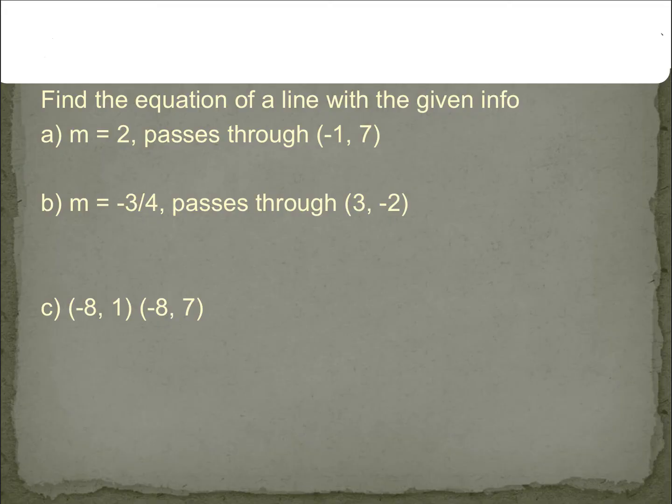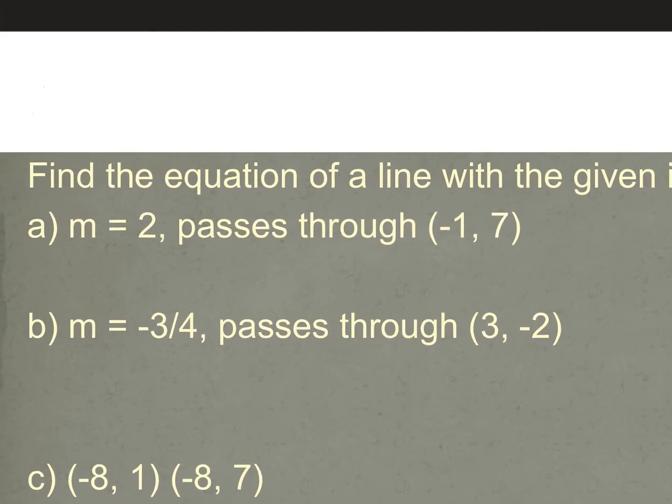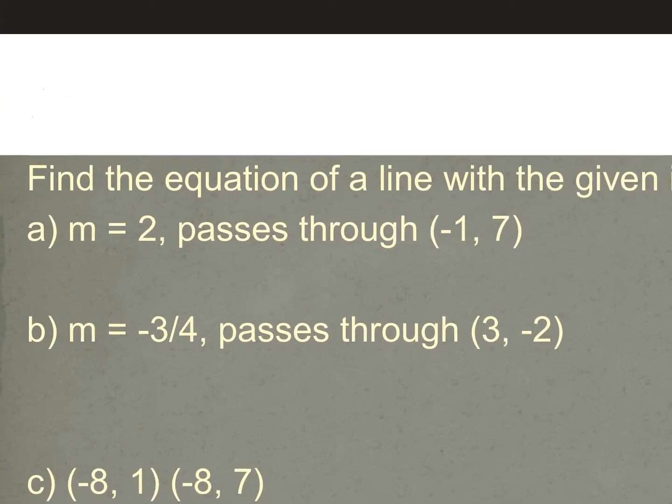All right. Next, we need to find the equation of a line with the given info. So we have two different types of equations of a line. I have, what's one equation of a line? Anybody remember? But what would that equation be? Y equals mx plus b. What do we call this? Slope-intercept form, because we have the slope and the intercept.